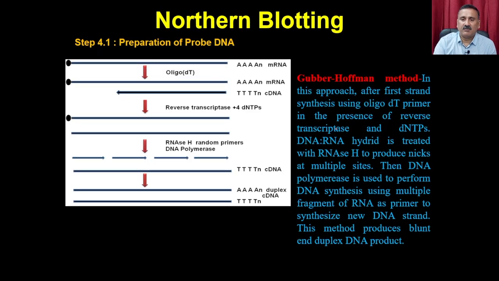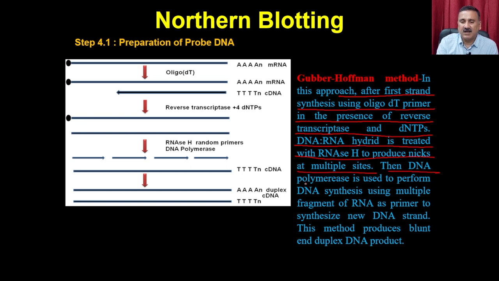So in the Gubler-Hoffman method, in this approach, after the first strand synthesis using the oligo-dT primer in the presence of the reverse transcriptase and dNTPs, the DNA-RNA hybrid is treated with RNase H to produce nicks at multiple sites. Then DNA polymerase is used to perform the DNA synthesis, using the multiple fragments of the RNA as primers to synthesize the new DNA strand, and this method produces blunt, duplex DNA.